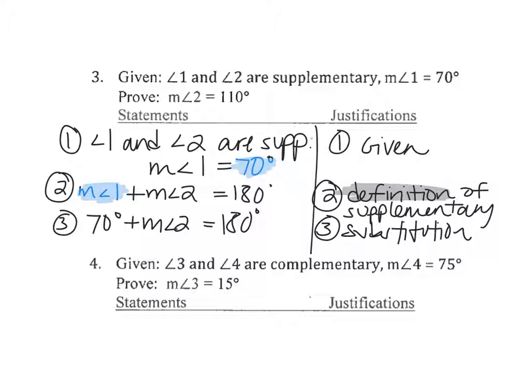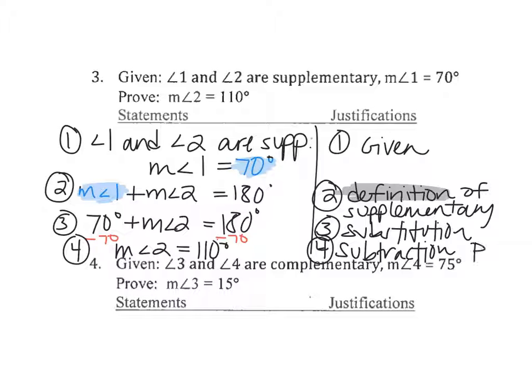You're almost done. Class, how do we get measure of angle 2 to be 110? Subtract. And so now the last thing you should say, measure of angle 2 equals 110 degrees because of subtraction property of equality, P-O-E.